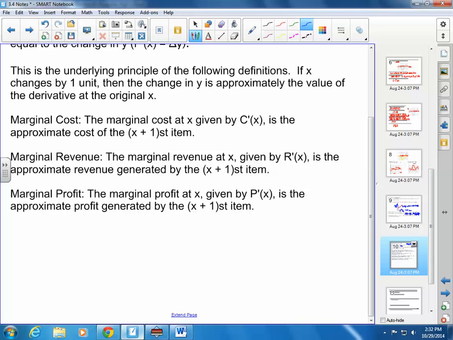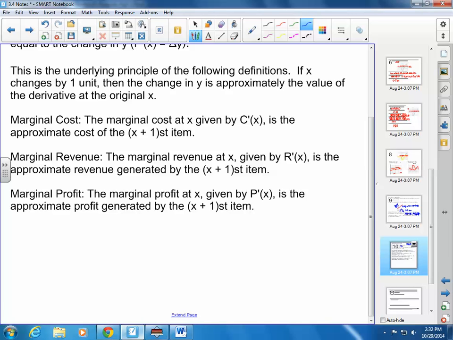Revenue, let's say that's R. So the derivative of the revenue function is the revenue generated by that x plus first item. Profit: the marginal profit is the derivative of the profit function. It's generated by the x plus first item. So let's see what that means in a realistic problem with those definitions.